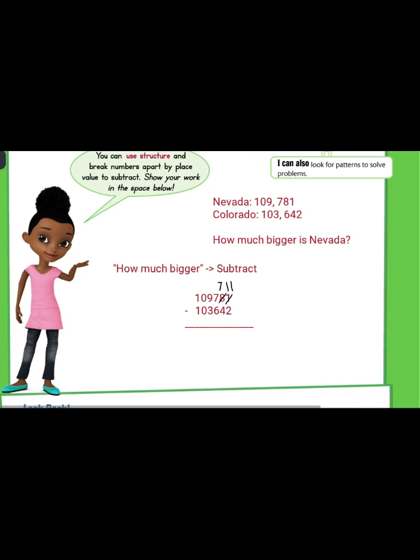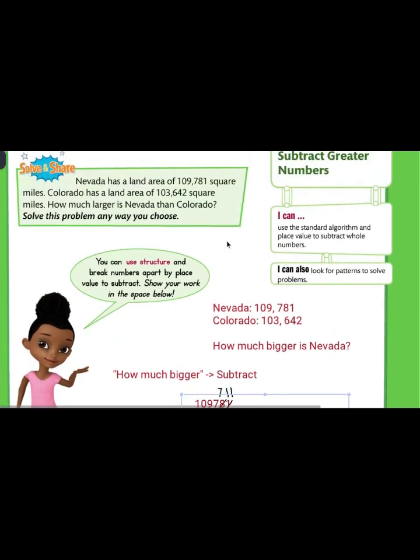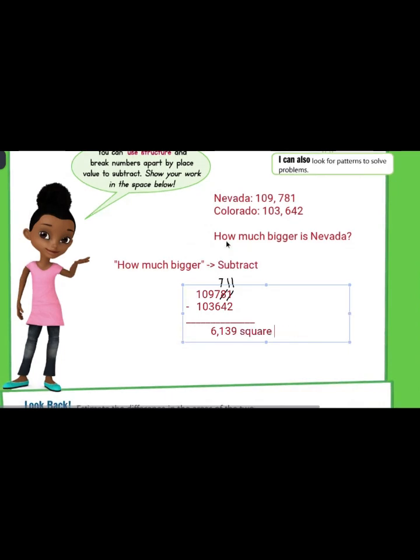All right, now let's see if we can get through this subtraction. 11 minus 2 is 9. 7 minus 4 is 3. 7 minus 6 is 1. 9 minus 6 is 3, and then 0 minus 0 is 0, and 1 minus 1 is also 0. So we don't really need to include those beginning zeros. And we see that Nevada is 6,139 square miles bigger. That is our answer to the top part of page 57.